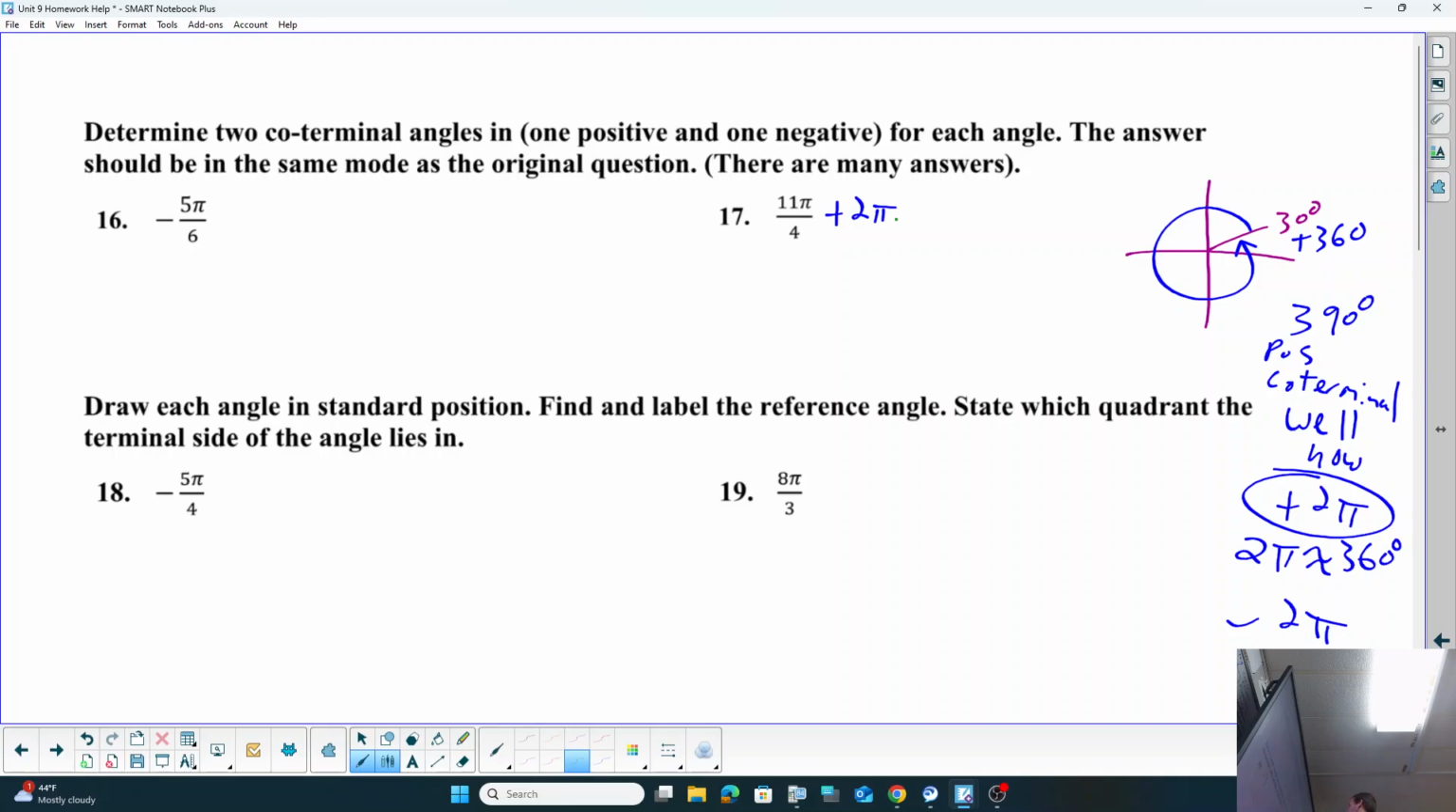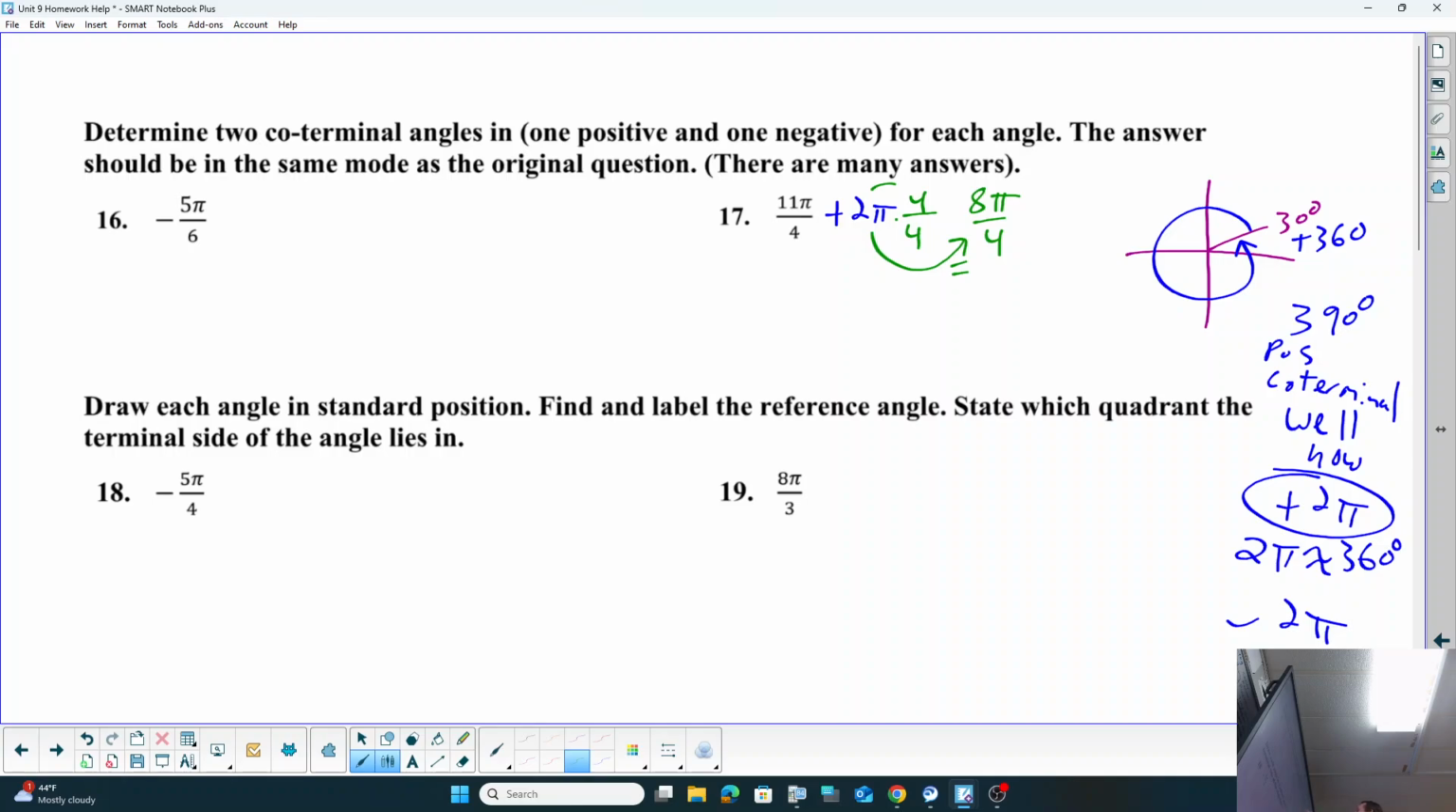So we're going to go ahead and times it by 4 over 4. And so now that's going to be 2 times 4 is 8 pi over 4. And 8 pi over 4 is the same, right? Those two are equivalent. They're equal to each other. And so 8 divided by 4 is 2.